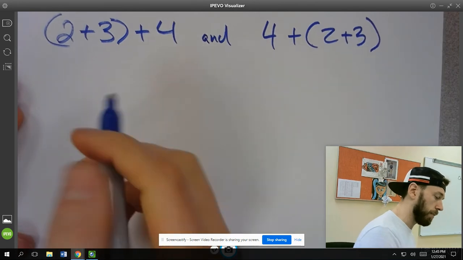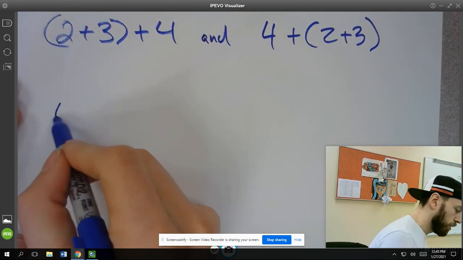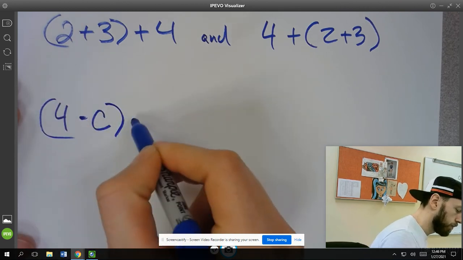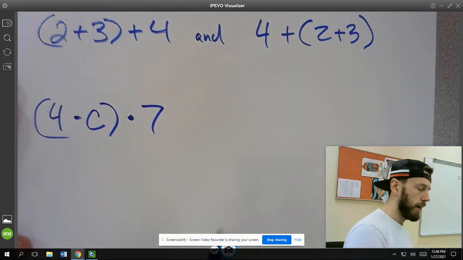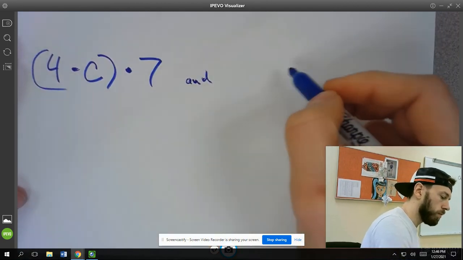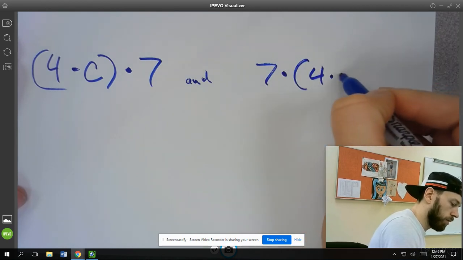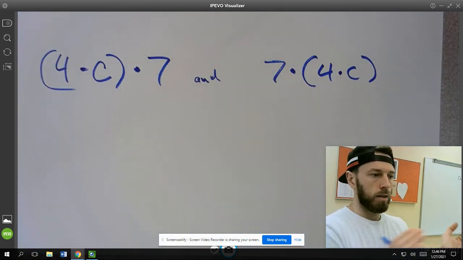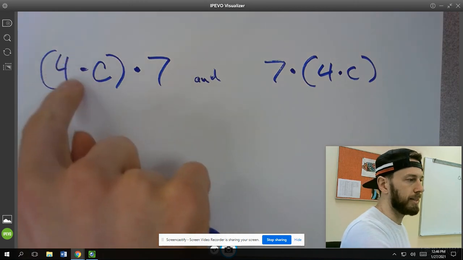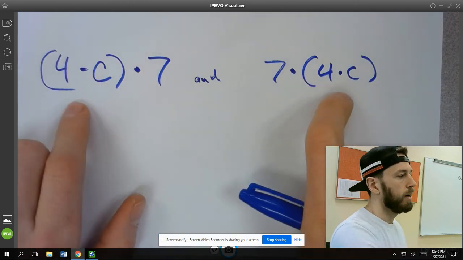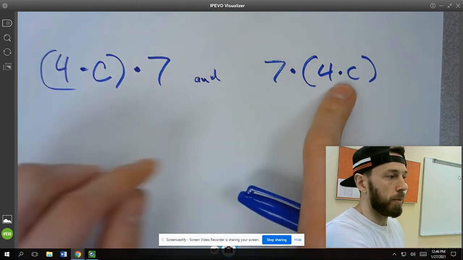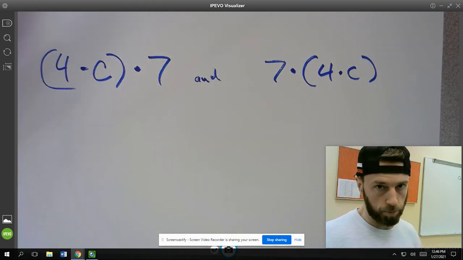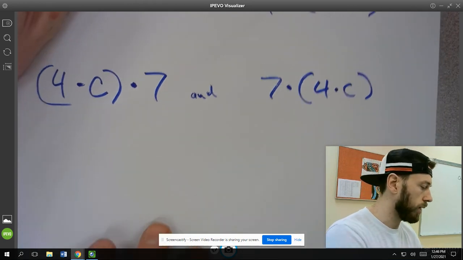So be careful. I'll show you another example here. It might be, say, 4 times C times 7. And then we might have 7 times 4 times C. Now you'll notice here that this looks like the parentheses shifted around showing the associative property, but it didn't because the 4 times C is still grouped together. What changed is the order of them, right? Instead of this times 7, it was 7 times this. And that is what's being moved around. That's called the commutative property, not the associative property. So pay close attention to that one too, guys.